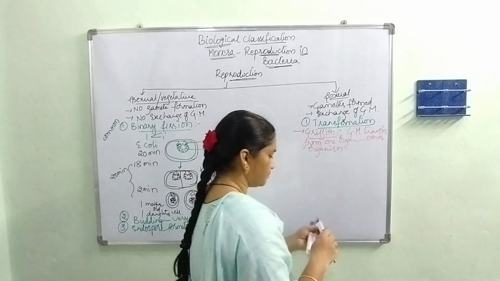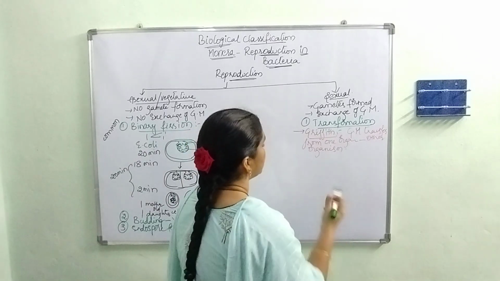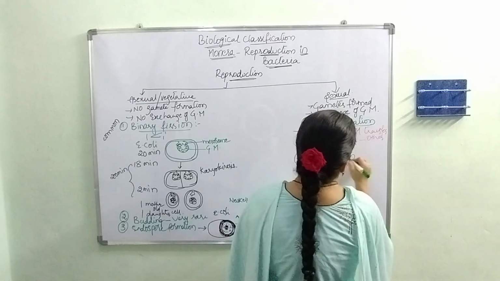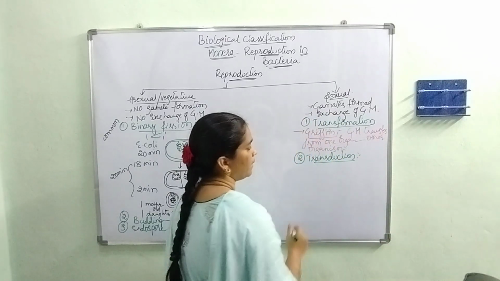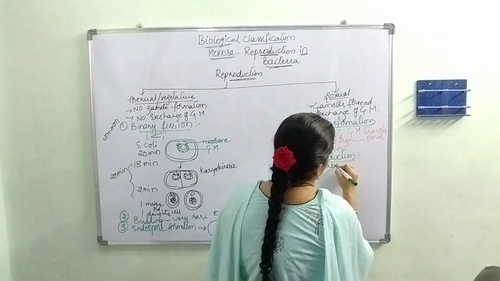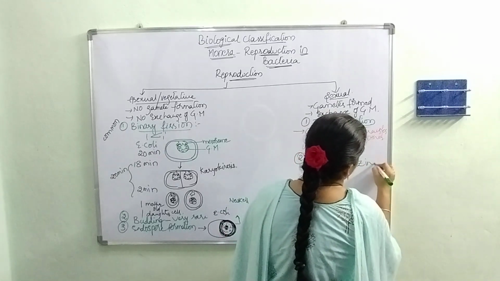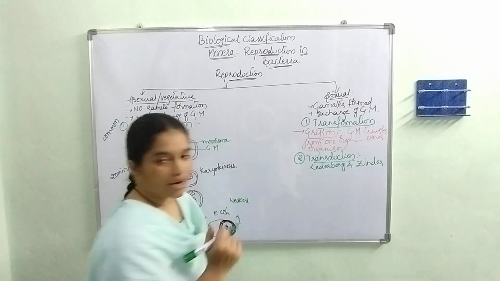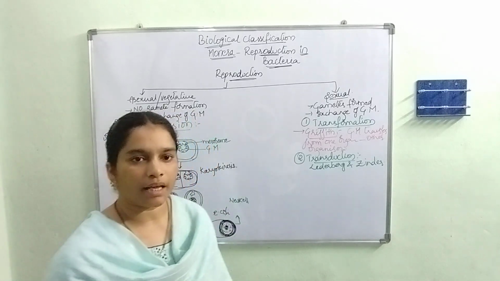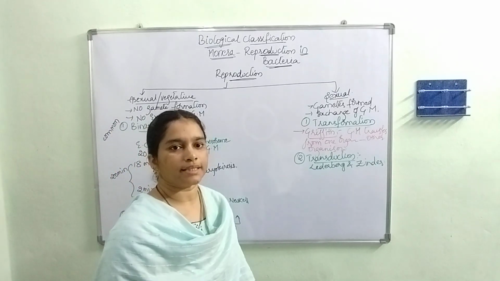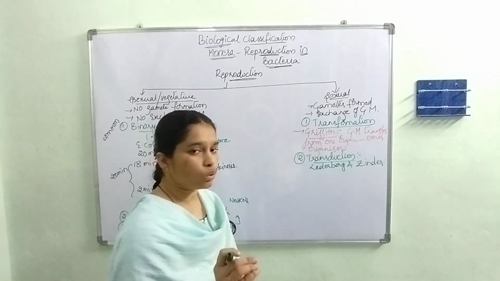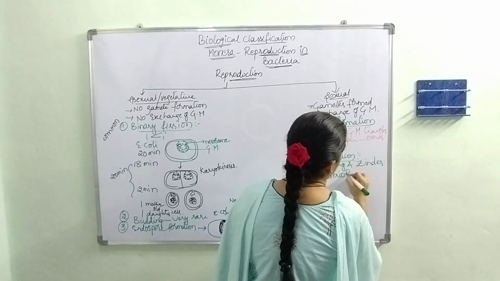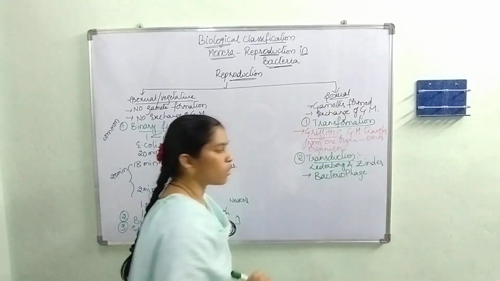Next, number two is transduction. This is explained by Lederberg and Zinder. In transduction, transfer of genetic material from one organism to the other can be done through a bacteriophage. This is called transduction.